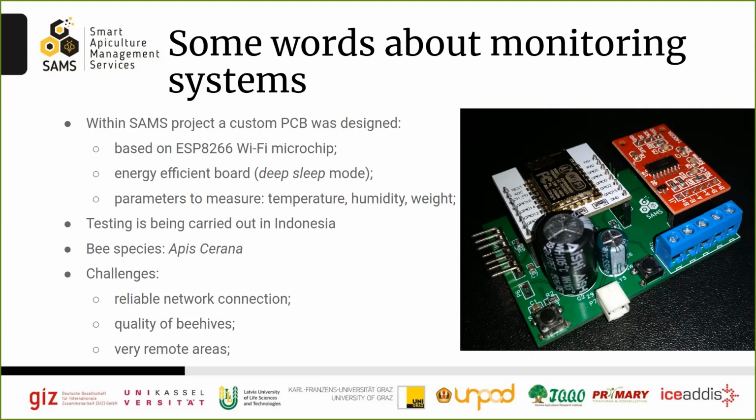There are some challenges that we are facing here. One is a reliable network connection. The colonies are placed in forests and mountain areas, so the network connection is not always as stable as we want it to be. Also, the quality of the beehives is of much importance, so that if we are monitoring the temperature, the temperature won't be ventilated away if it's not built from quality materials. And also, very remote areas. If we want to maintain the monitoring system, it could take quite a while for the engineer to travel to the actual location.